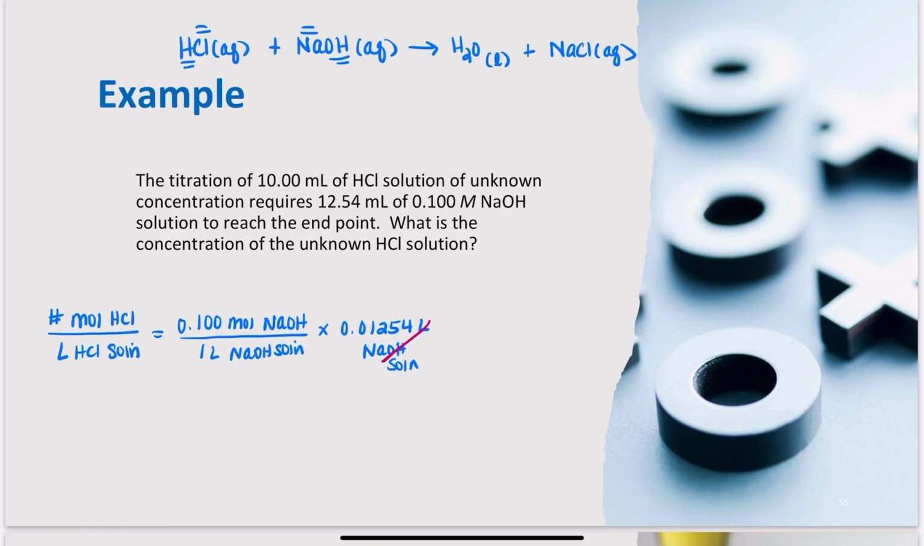Right now, if I stopped, I would have moles of sodium hydroxide. I don't want moles, I want concentration of HCl. But because I'm in moles, I can go ahead and use my balanced equation. I know that 1 mole of HCl reacts with 1 mole of NaOH.